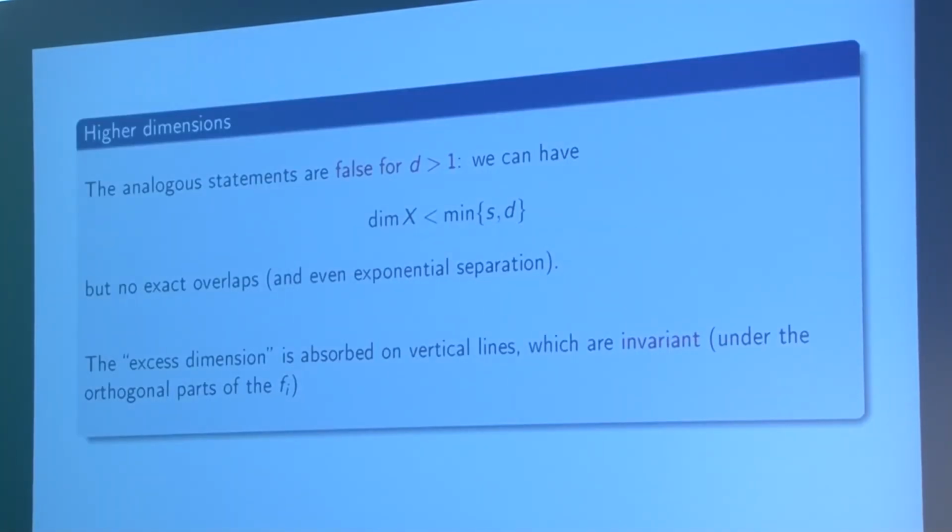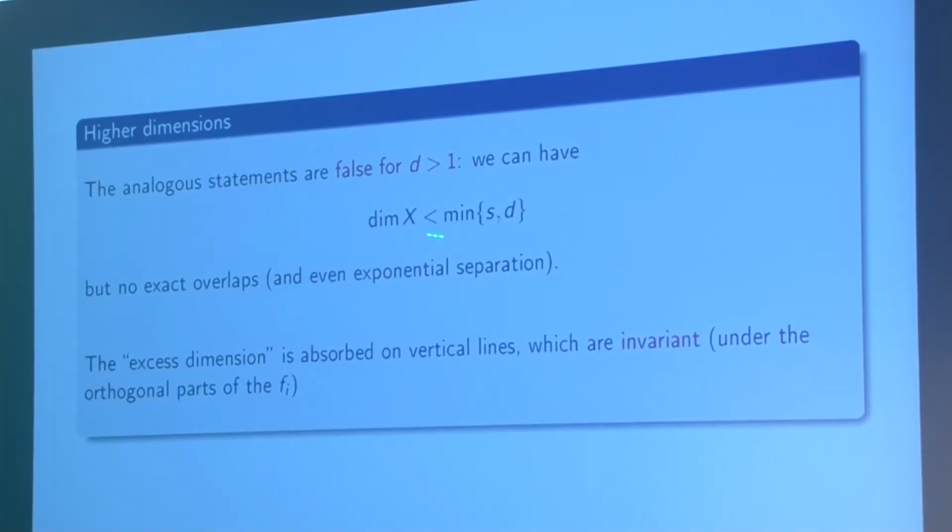Okay, so a few words about higher dimensions. The conjecture and the theorem are false as stated in higher dimensions because there are other algebraic obstructions that can happen besides non-freeness of the semigroup. What do I mean by false? You can have a drop in the dimension and have no exact overlaps and even have no exponential separation.